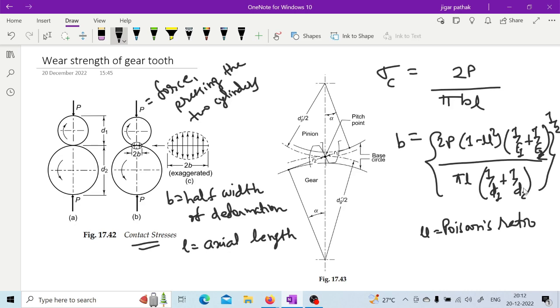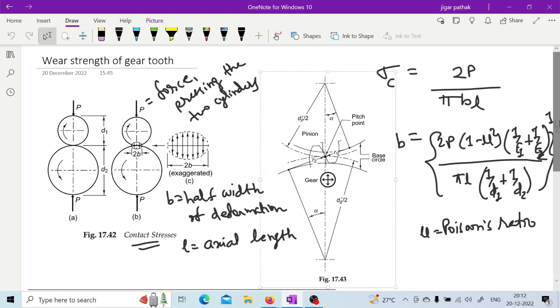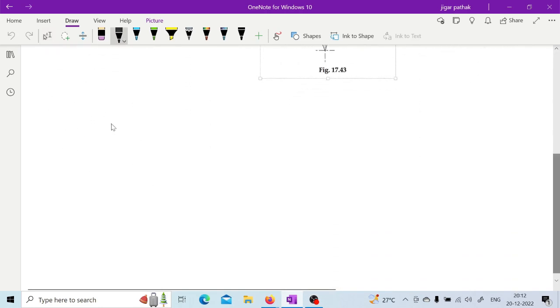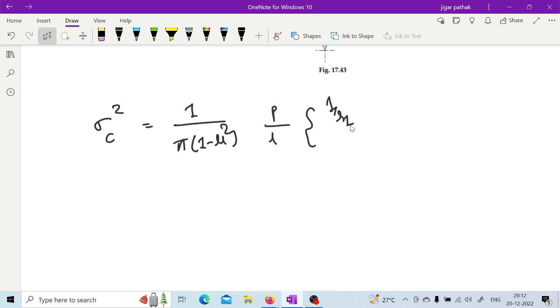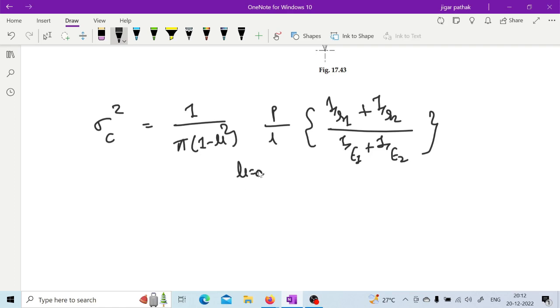Okay, sir. So d1 and d2 are the diameters of the pinion and gear, and E1 and E2 are the moduli of elasticity for the pinion and gear. Now if you put the values in this equation of sigma c and square that equation, we get something like this. Now if you put the value of Poisson's ratio as 0.3, it reduces to this expression.